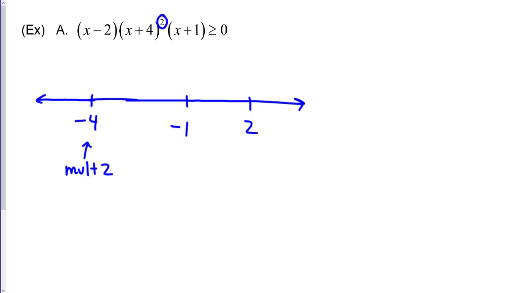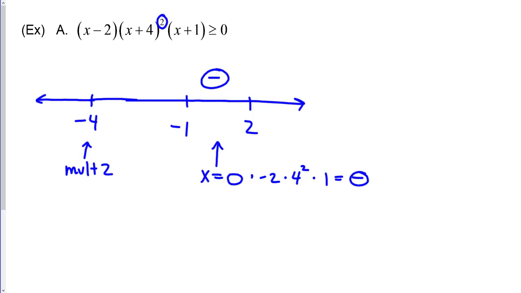Now, in order to solve this, I need to determine where my function is positive and where it is negative. So I'm just going to choose one interval and use that value to test. So x equals 0 is always the easiest if it's not already a zero. So I would have -2 times 4 squared times 1. The result of this is going to be a negative number. So everything on this interval is going to be negative.